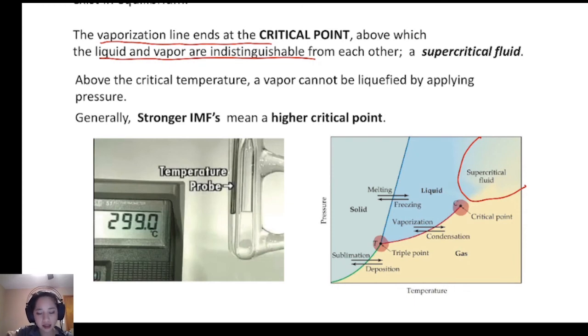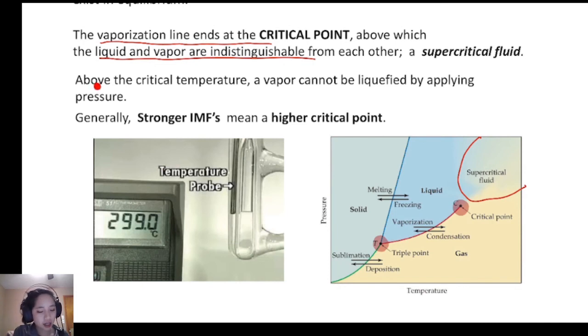What it means is that essentially it's a liquid and vapor at the same time. So we have both properties of gases and liquids at the same time. Liquids are typically good solvents. Gases move really fast and there's a lot of energy available. Combine those together, and you get really great reactivity in supercritical fluids.